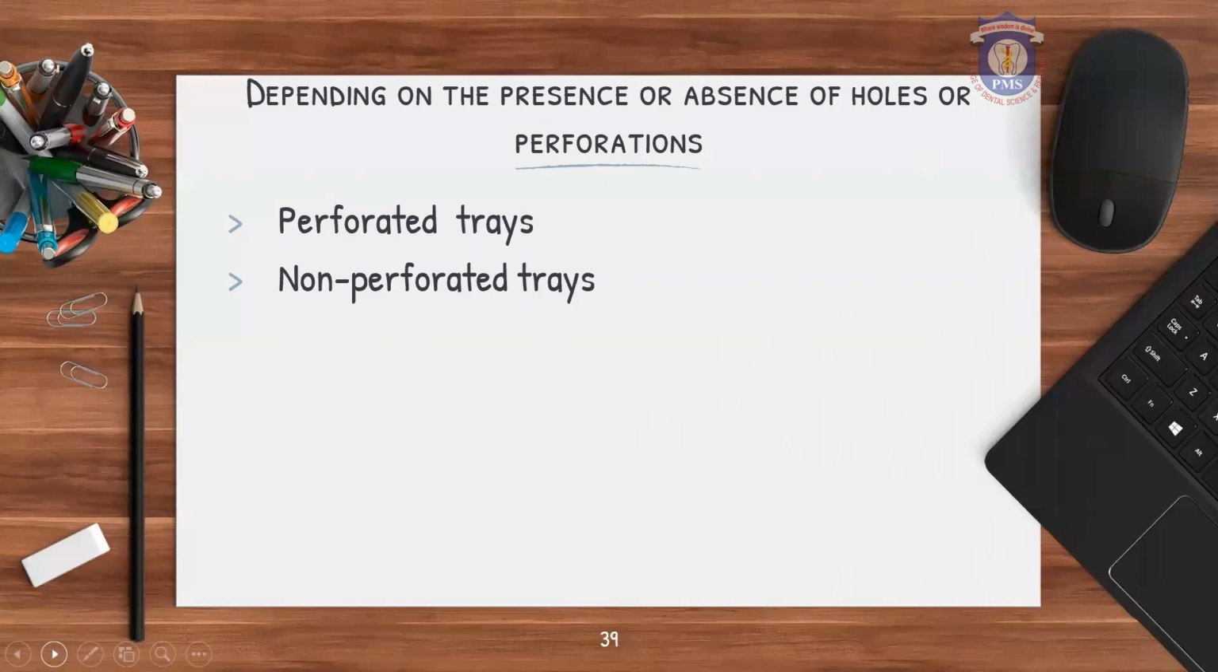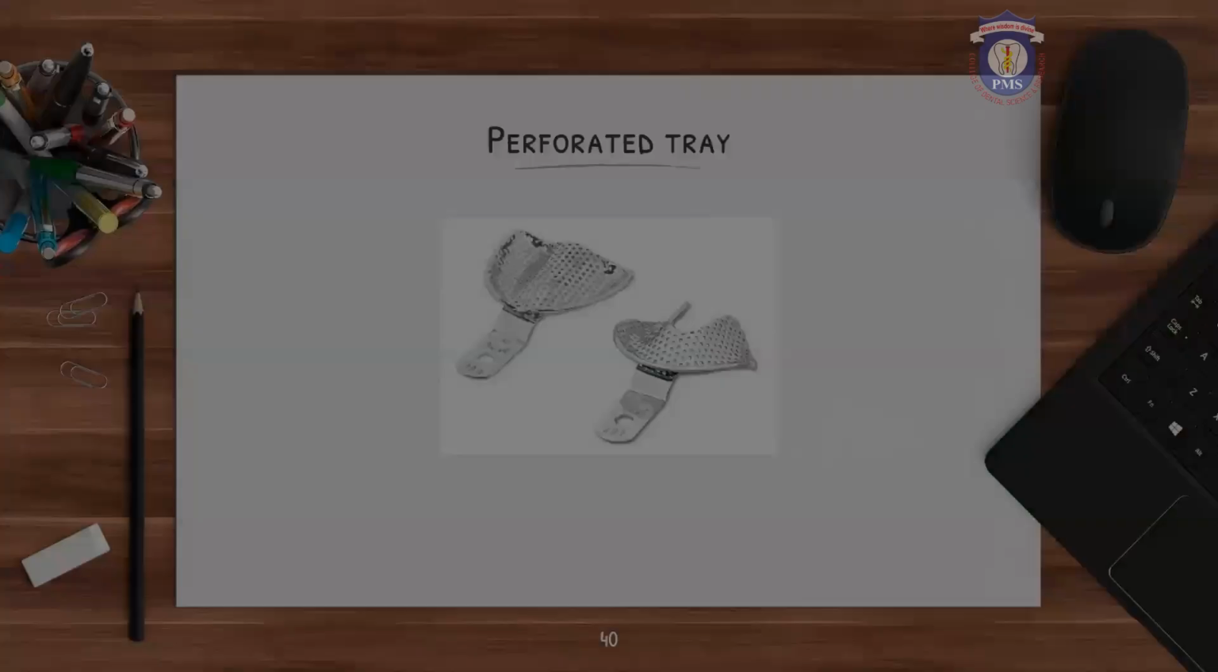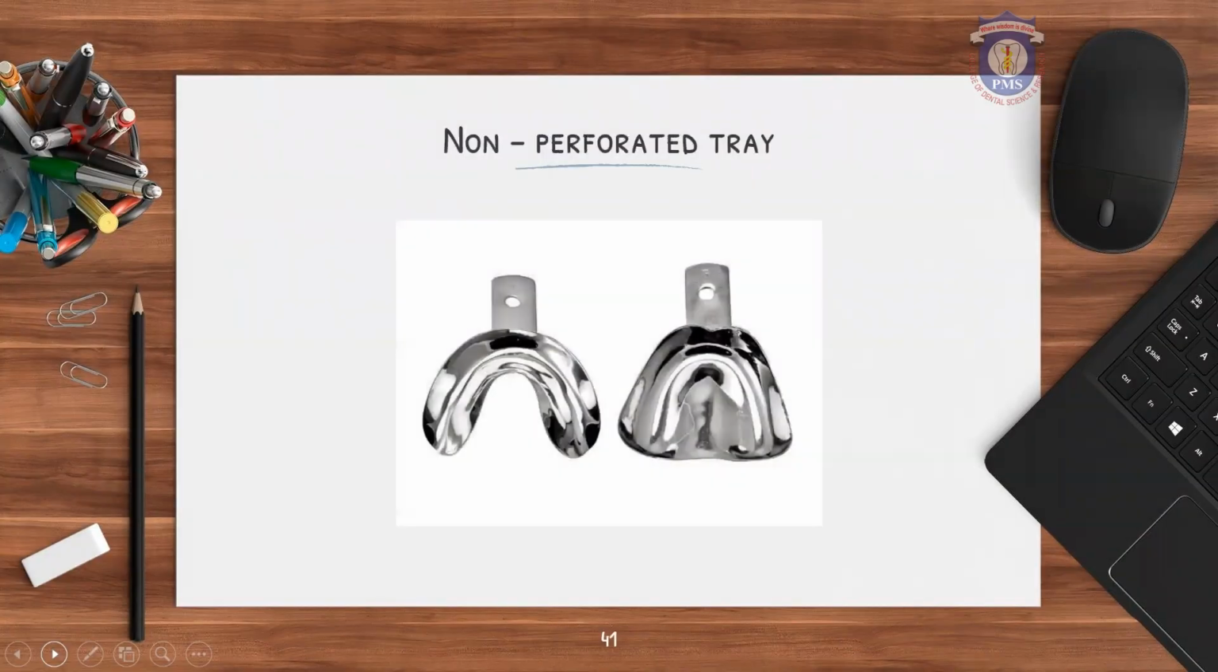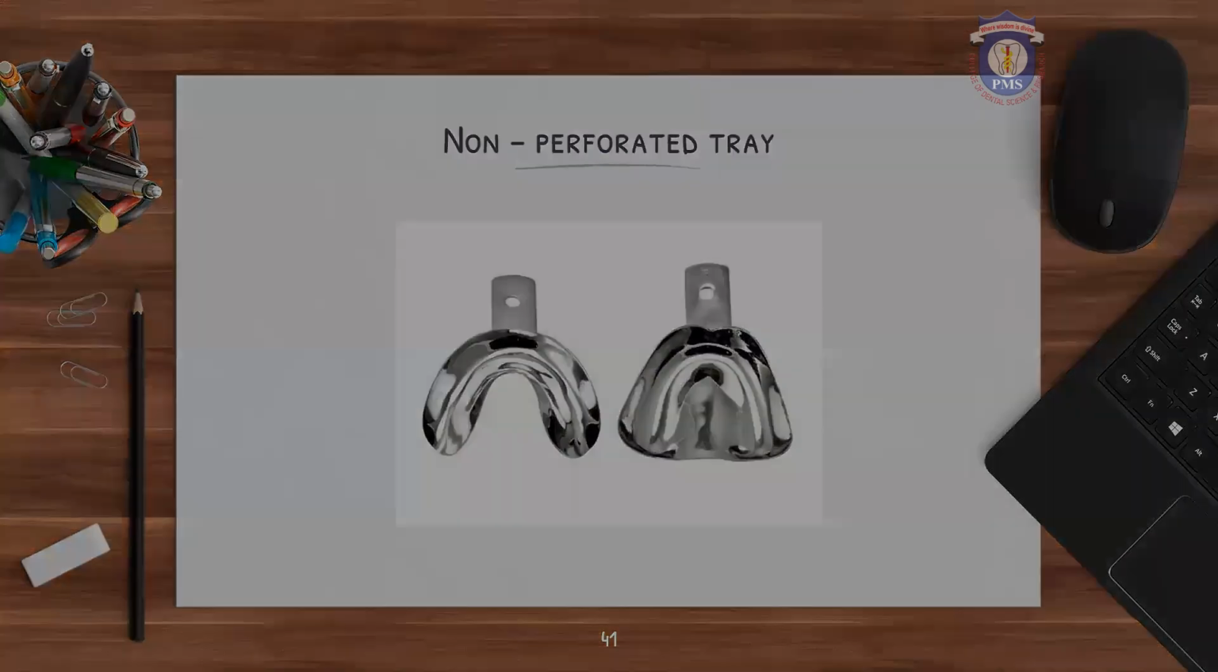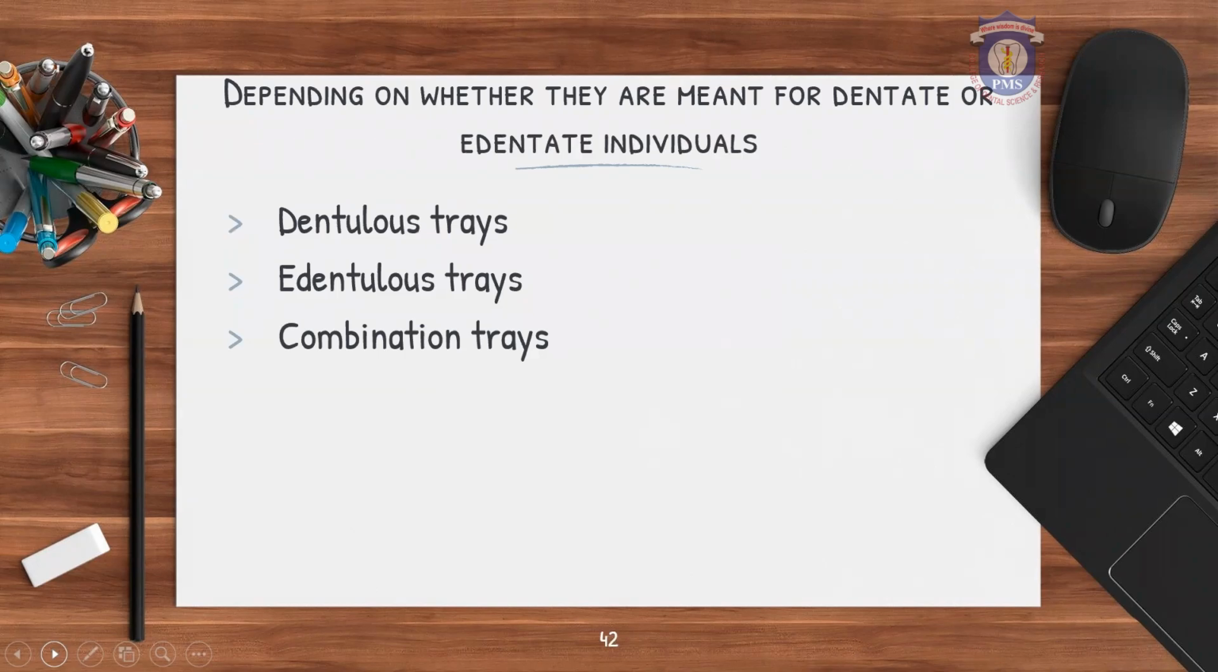Now the third one is depending on the presence or absence of holes or perforations, that is perforated trays and non-perforated trays. These are for edentulous cases. Then, depending on whether they are meant for dentate or edentate individuals. Dentate means patients having teeth and edentate means completely edentulous. So the trays can be classified into dentulous, edentulous and a combination of both. So this is depending on whether the patients are dentate or edentate.